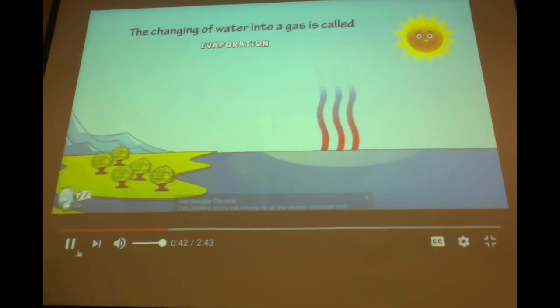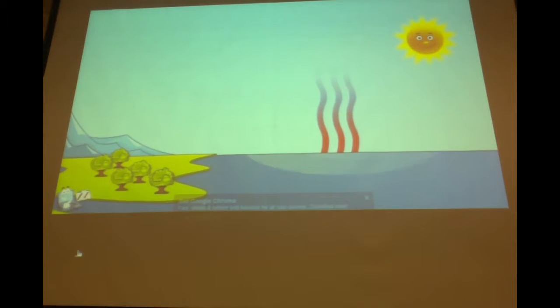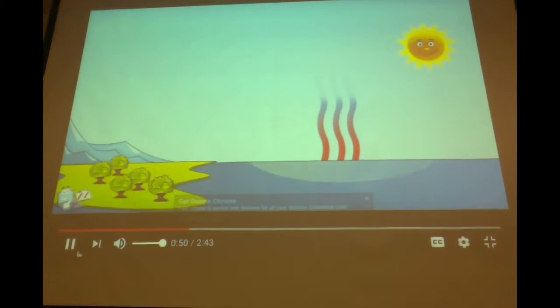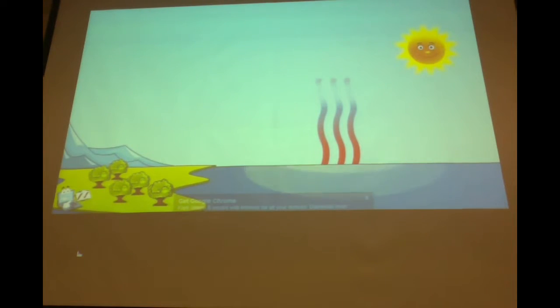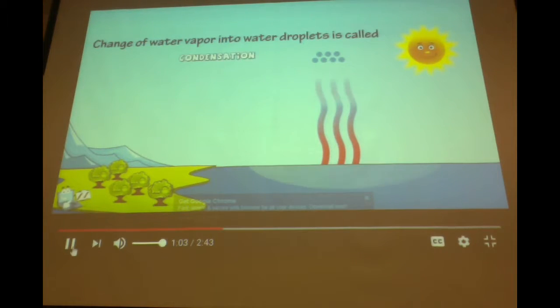Because gas is lighter than liquids, water vapor rises up into the sky, and they further move up away from Earth's surface due to the temperature of gas. So, in the sky, the water vapor cools and changes back into tiny water droplets. This change of water vapor into water droplets is called condensation.